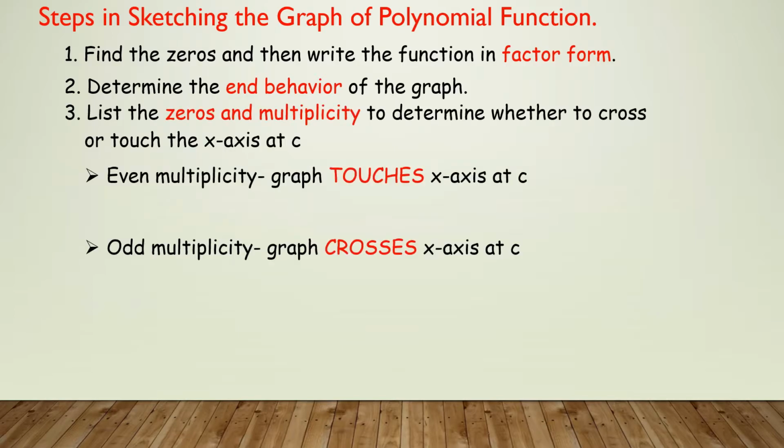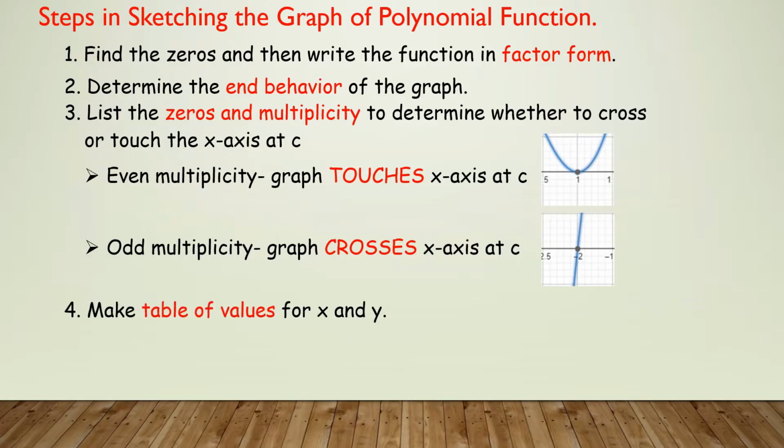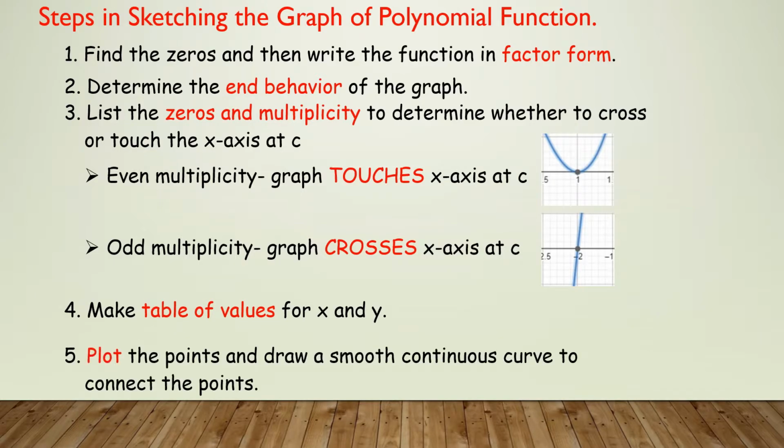Then step 3 is to list the zeros and multiplicity to determine whether to cross or touch the x-axis at point c. If you have even multiplicity, the graph touches the x-axis at point c, just like this one. And if you have odd multiplicity, the graph crosses the x-axis at point c, just like this one. Step 4 is to make a table of values for x and y. Then the last one is step 5, which is to plot the points and draw a smooth continuous curve to connect the points.